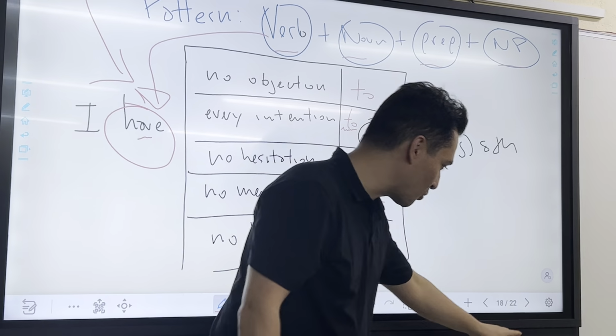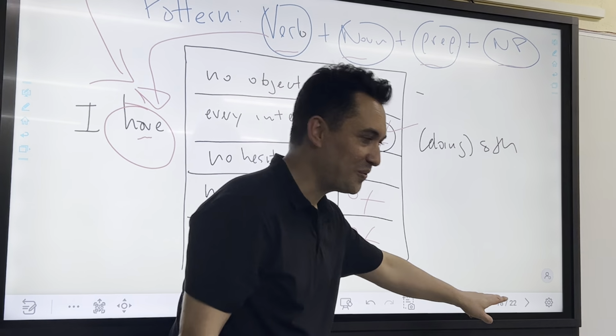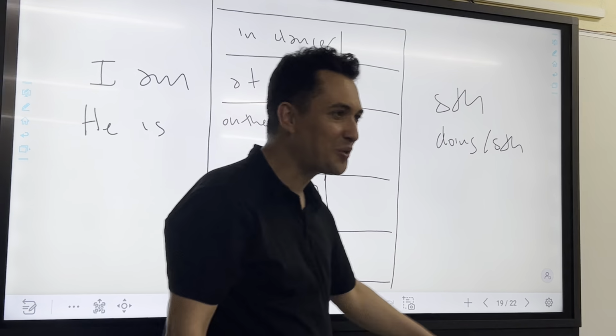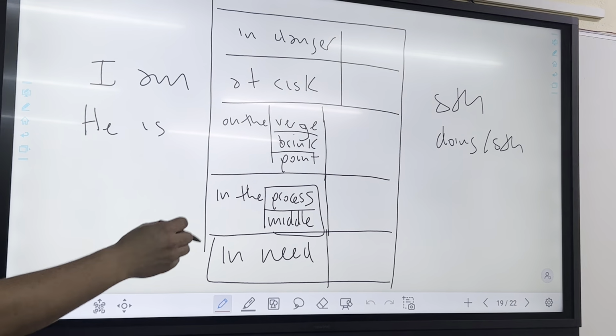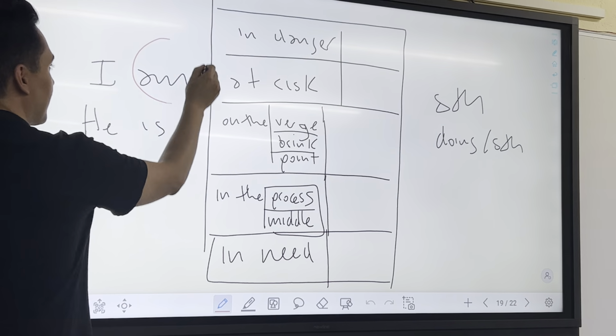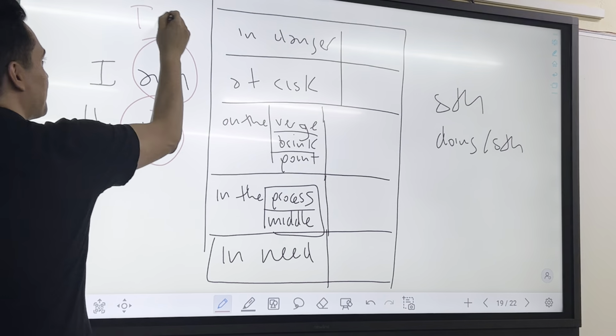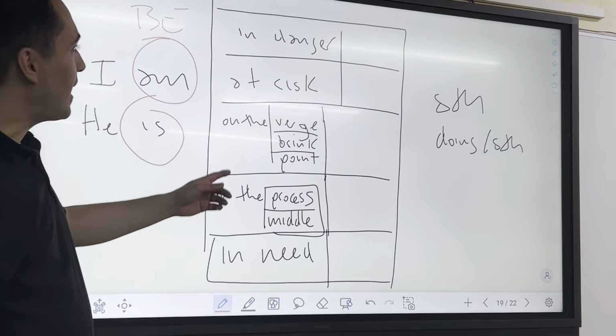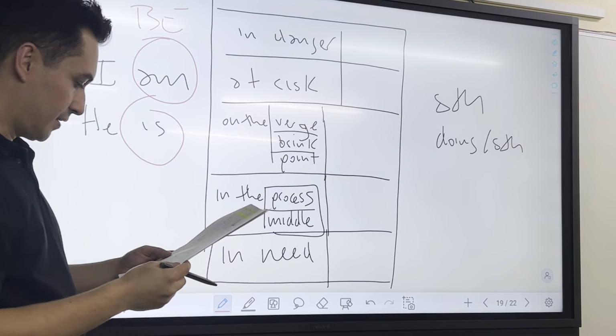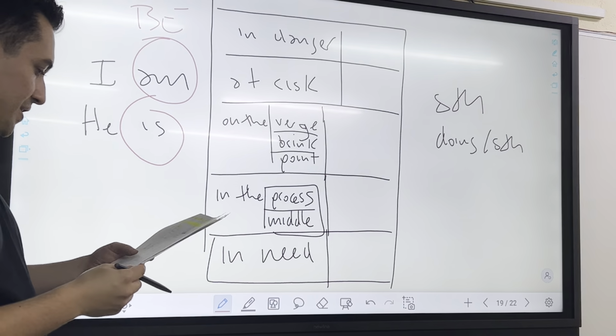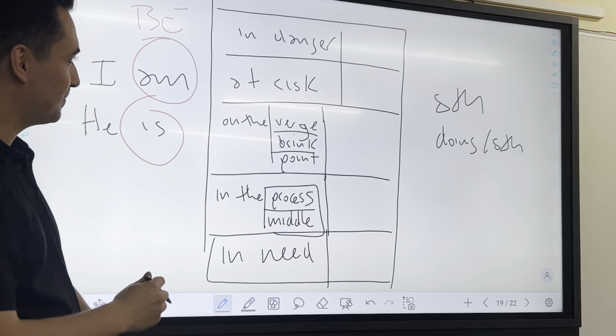Almost there, guys. You can do it. Now we continue. 19 out of 22. Now the verb is the verb to be. I am, is. The verb to be. I am in danger of doing something. What is the best preposition?